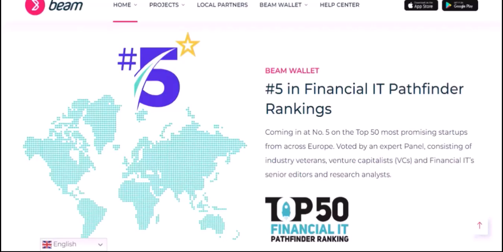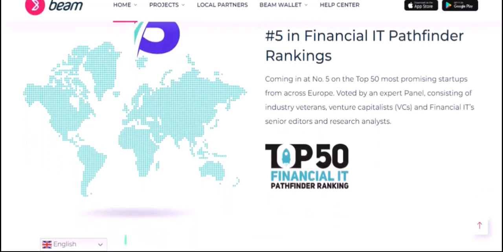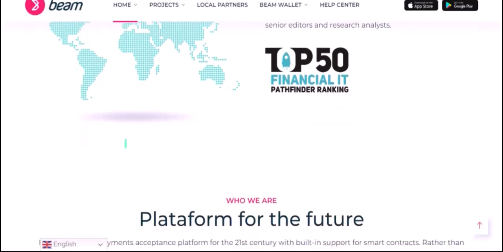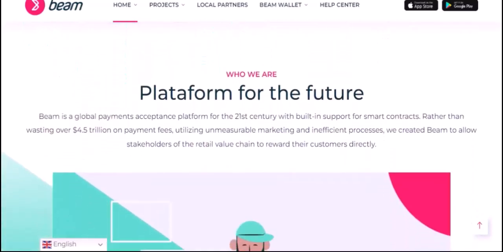Beam token use cases. Now, let's explore some of the primary use cases for Beam tokens. Digital payments. Peer-to-peer transactions. You can send Beam tokens directly to friends or family without intermediaries. Online shopping. Some merchants accept Beam as a payment method. International remittances. Beam can be used to send money across borders quickly and securely.